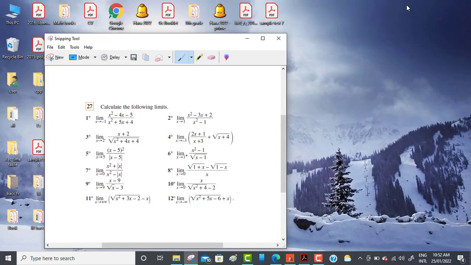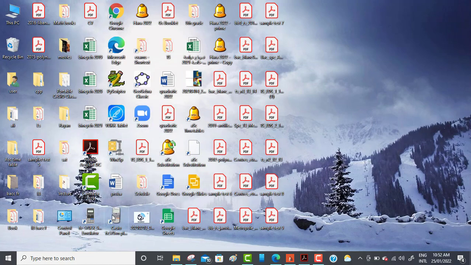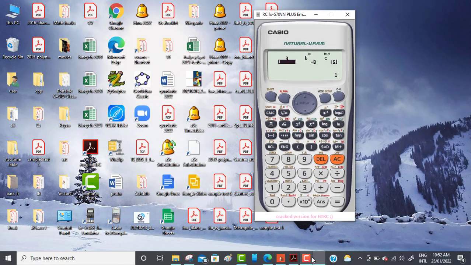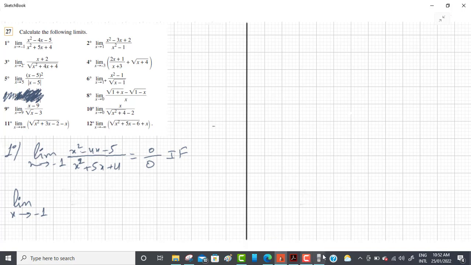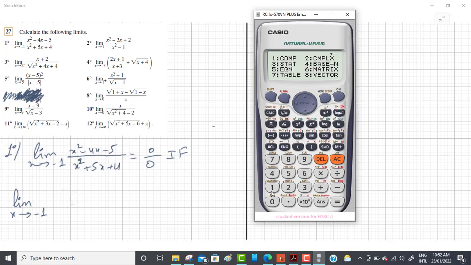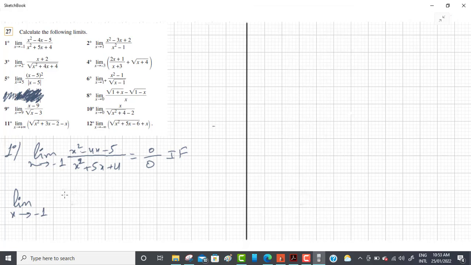Let's just use our calculator. So we need to find the roots of the numerator. Mode 5, 3. A is 1, B is minus 4, and C is minus 5. And you can find the roots of the numerator using the method A minus B plus C. The roots are 5 and minus 1. So you put A outside, which is 1, x plus 1 into x minus 5.